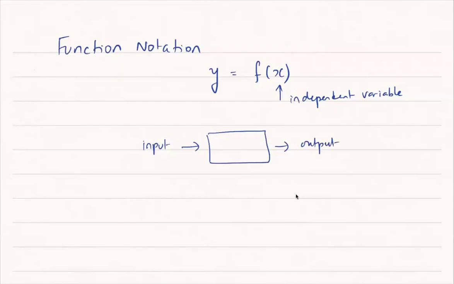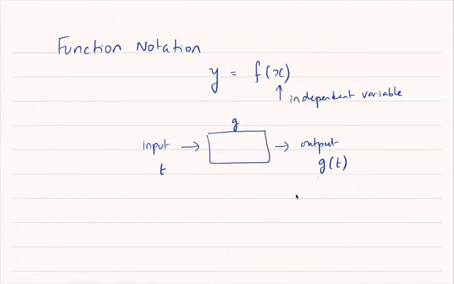Now this function can be represented by any letter. Commonly we use f, but it can be g, it can be h, it can be anything. And the input can be any letter as well. Even though x is commonly used, it can be y, it can be z, it can be t. For example, if t is the input and this function model is represented by the letter g, then the output will be g of t.